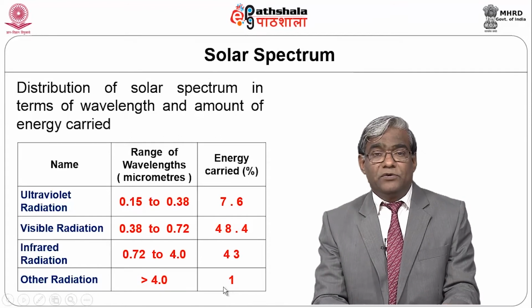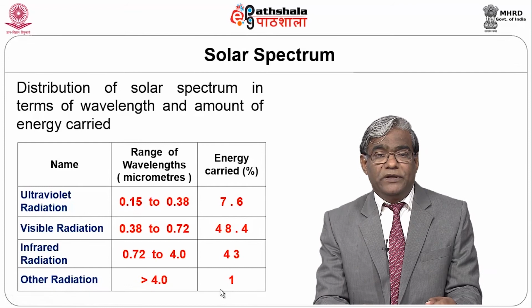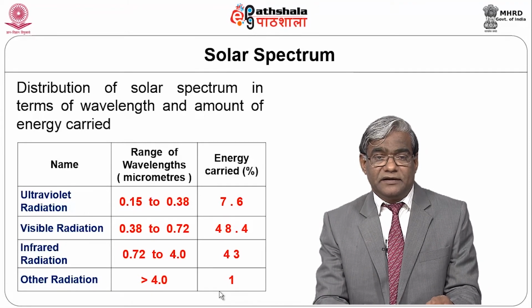And this is about the solar spectrum. It is a combination of UV radiation, visible radiation, infrared radiation, and other radiation.